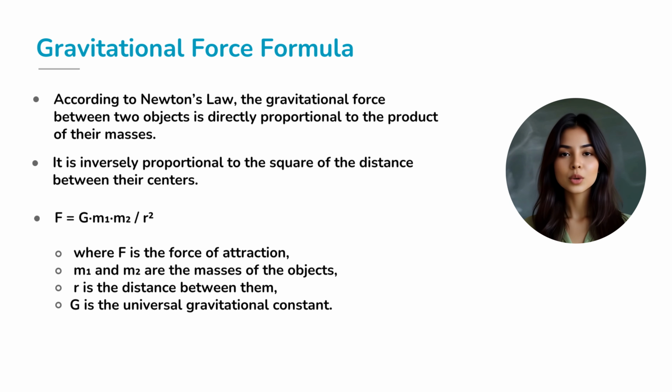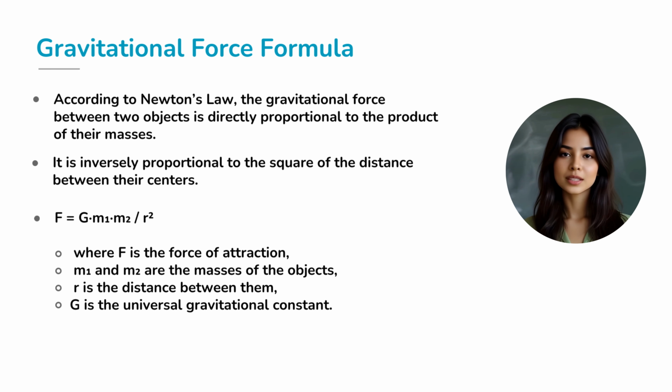According to Newton's law, the gravitational force between two masses depends on two things, their masses and the distance between them. The force is directly proportional to the product of the two masses. That means if you double one of the masses, the force becomes double. It is also inversely proportional to the square of the distance between them. So if the distance doubles, the force becomes 1/4.